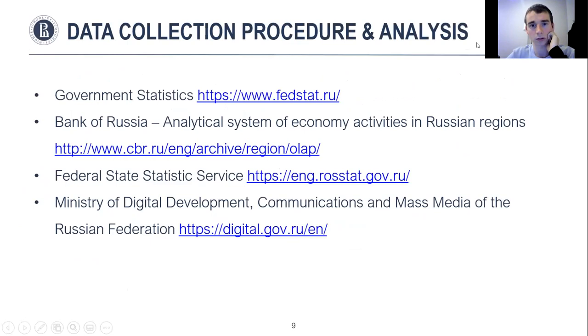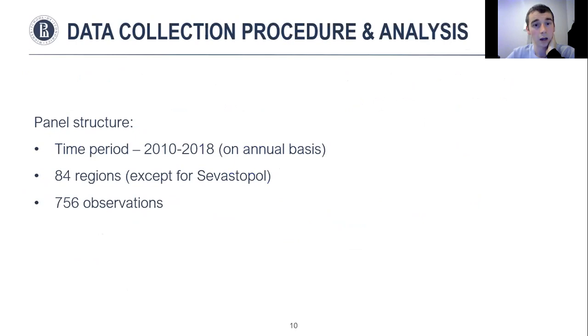Okay, these are some references to where the data were collected. I used government statistics and the statistics of the Central Bank of Russia, mostly. Here is a description of the panel structure. The time period is from 2010 to 2018 on an annual basis. I have 84 regions, except for Sevastopol, due to lack of data. And in total, I have about 750 observations.